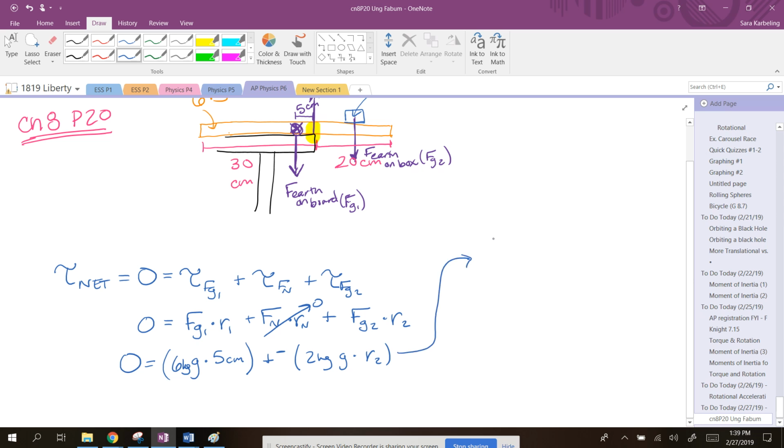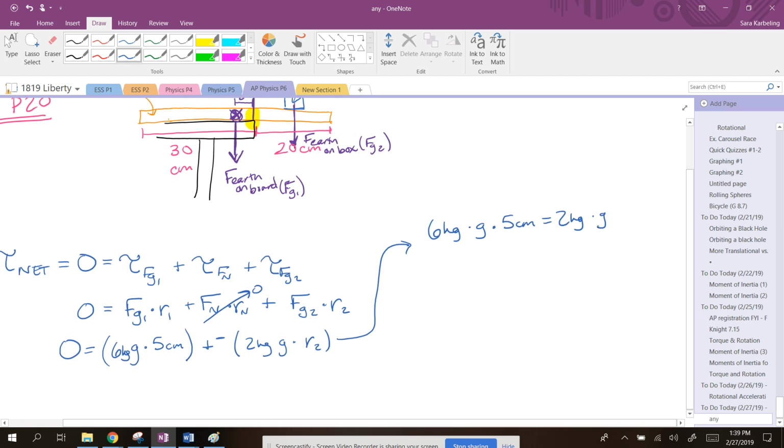Which basically says that I've got 6 kilograms times the acceleration due to gravity times 5 centimeters has to equal 2 kilograms times the acceleration due to gravity times some unknown number of centimeters. The G's are going to go away. Can you figure out what R is, even without a calculator? We got 30 on this side, 2 over here, so it's got to be 15.